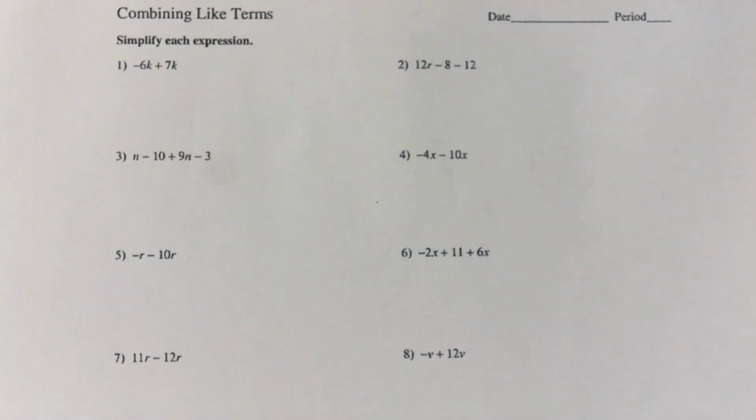Alright, combining like terms. I would grab a calculator first. So if you don't have a calculator, go get one. That's step one. Step one is have a calculator, because some of the subtractions and additions, sometimes it's just nice to have it.